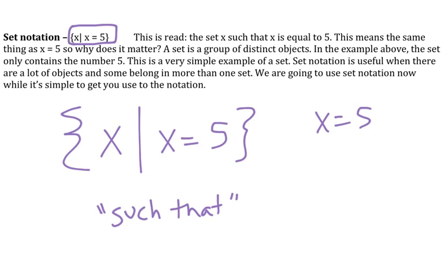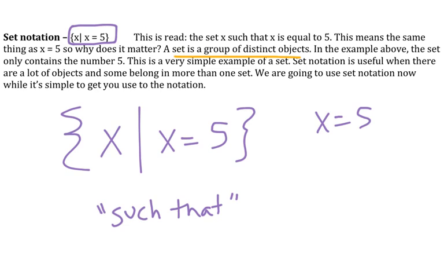So in here we're telling you why it matters. A set is a group of distinct objects. And so in this example, the set only has the number 5, so it's very simple. Set notation is really useful once we start getting multiple solutions to equations, which we don't have now, but we're going to practice while it's easy.